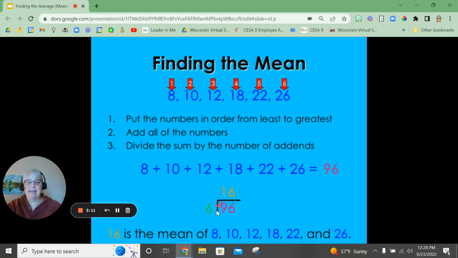Now they're going to take 96 and divide it by how many addends they used. This was addend number 1, number 2, number 3, 4, 5, 6. They added 6 numbers together. So 96 divided by 6 leaves us with 16. The average for this data set, or this group of numbers, the average or the mean is 16.